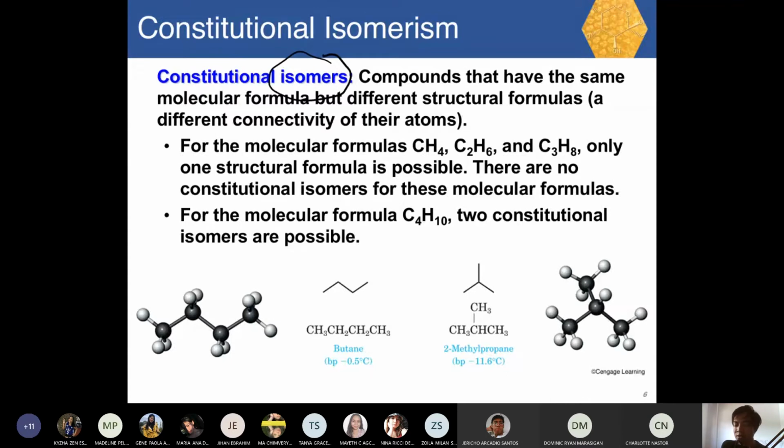Isomers. Ano meaning ng isomers? Same formula, different structure. Pag sinabing constitutional naman, meaning niyan, connectivity. Hindi yan yung 1986 Constitution. Yung connectivity yung constitutional. So, sila ay connectivity isomers or constitutional isomers. They have the same formula.